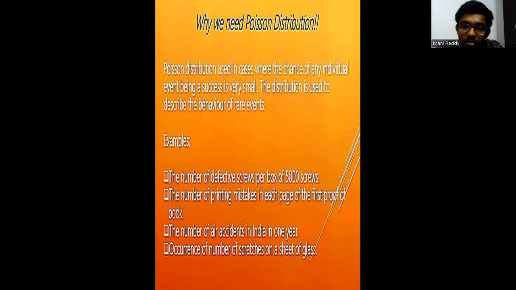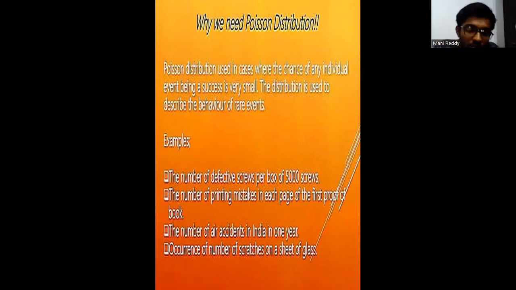Why we need Poisson distribution? Poisson distribution is used in cases where the chance of an individual event being a success is very small. The distribution is used to describe the behavior of rare events.